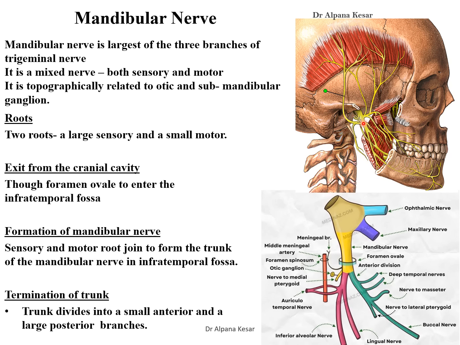The main trunk of mandibular nerve has a very short course in the infratemporal fossa, and immediately after it divides into its two subdivisions, the anterior trunk and the posterior trunk.